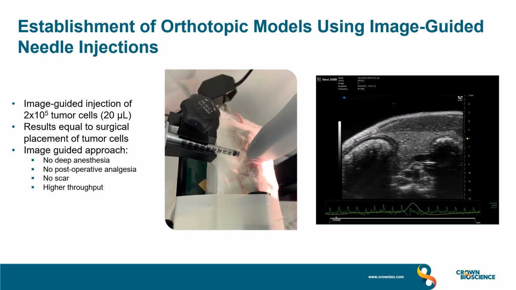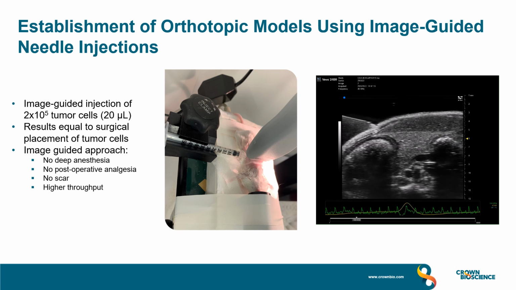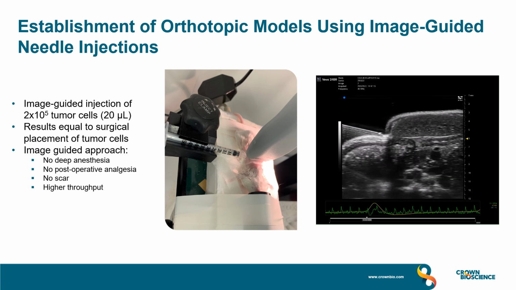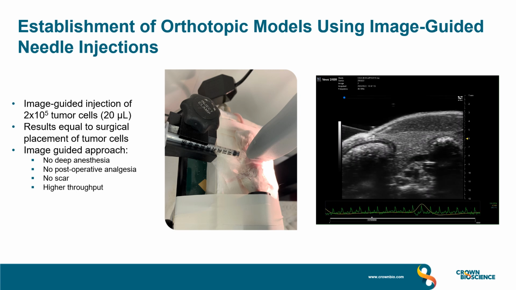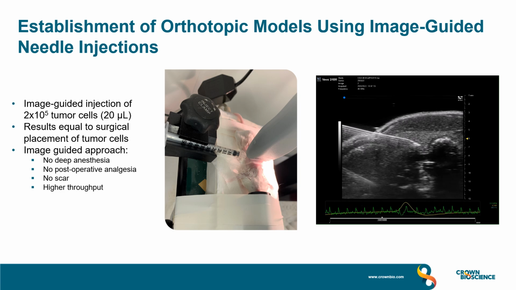So this is an example of high-frequency ultrasound-guided injection into the pancreas. So in this case, we are implanting 2 times 10 to the 5 tumor cells in a volume of 20 microliters. The results are at least as good as traditional surgical approaches, and they're a lot less invasive for the mouse. So in the video, you can see the needle has entered the pancreas, and the tumour cells are dispensed into the organ.